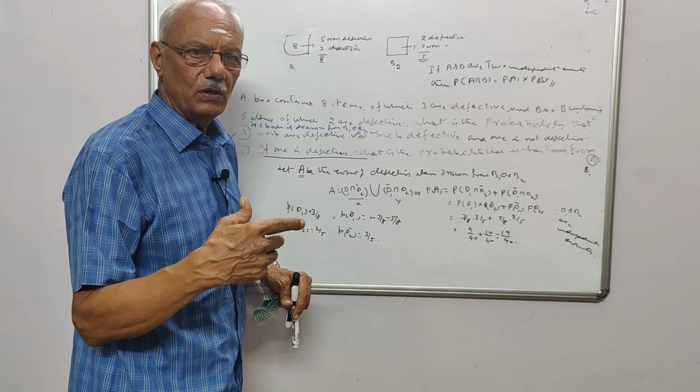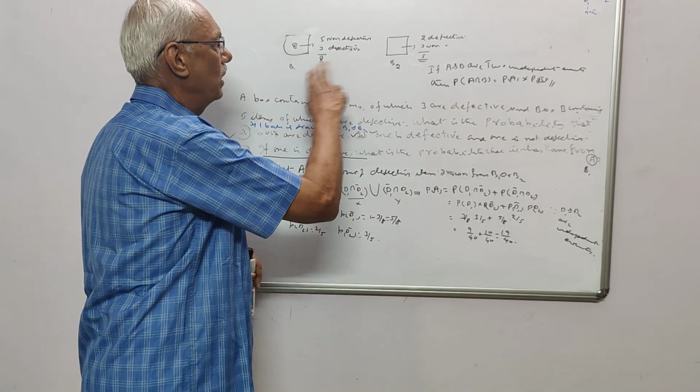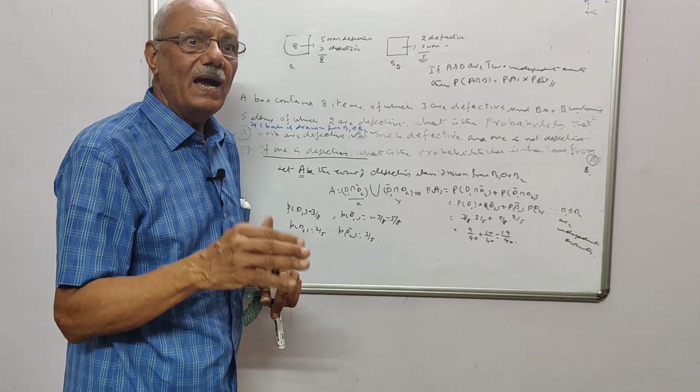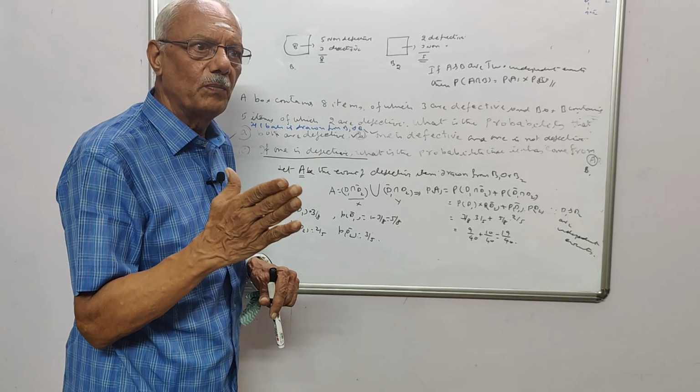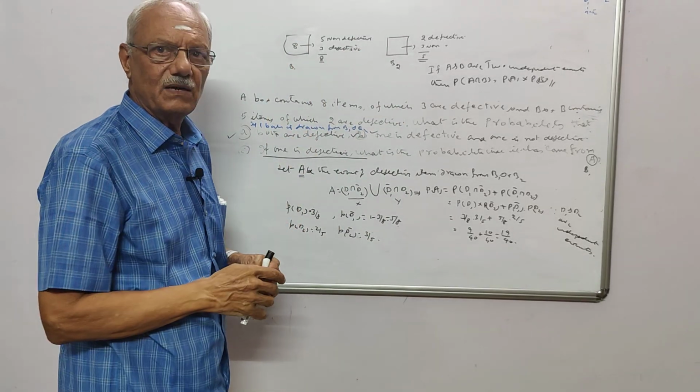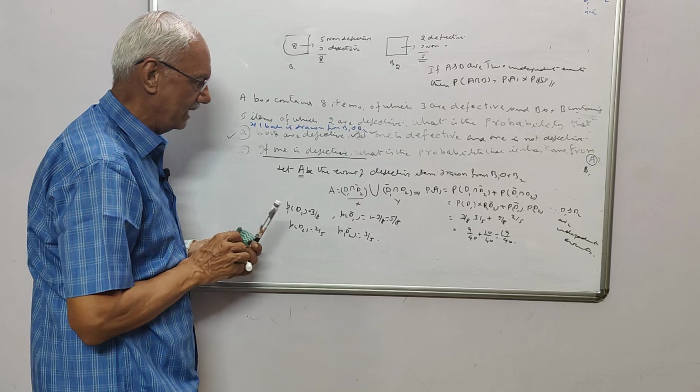The items are taken out, one from this and one from that, and it is found that one is defective. The question is, what is the probability that it has come from B1? That means I will write it here.